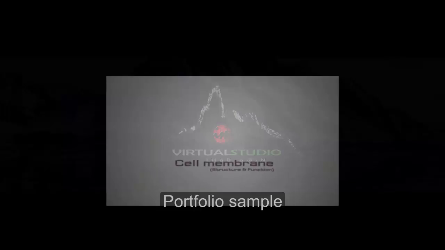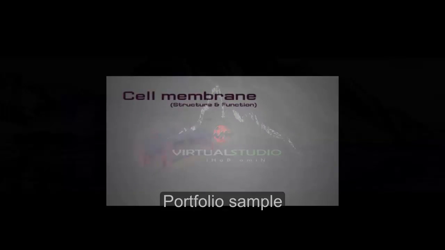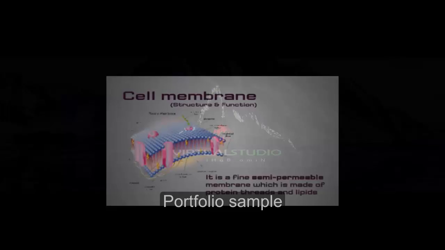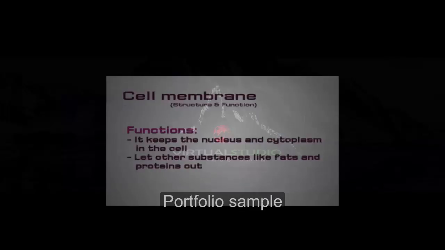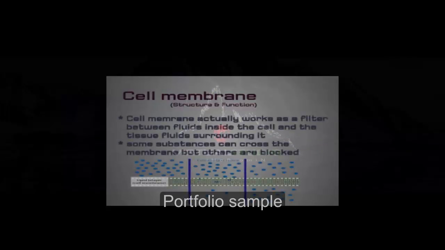So we're going to be looking at the cell membrane in more detail. It's a fine semi-permeable membrane which is made up of protein threads and lipids. It has two functions. It keeps the nucleus and the cytoplasm in the cell, but the other function is to let other substances like your fats and proteins out. Your cell membrane actually works as a filter between the fluid inside the cell and the tissue fluid.